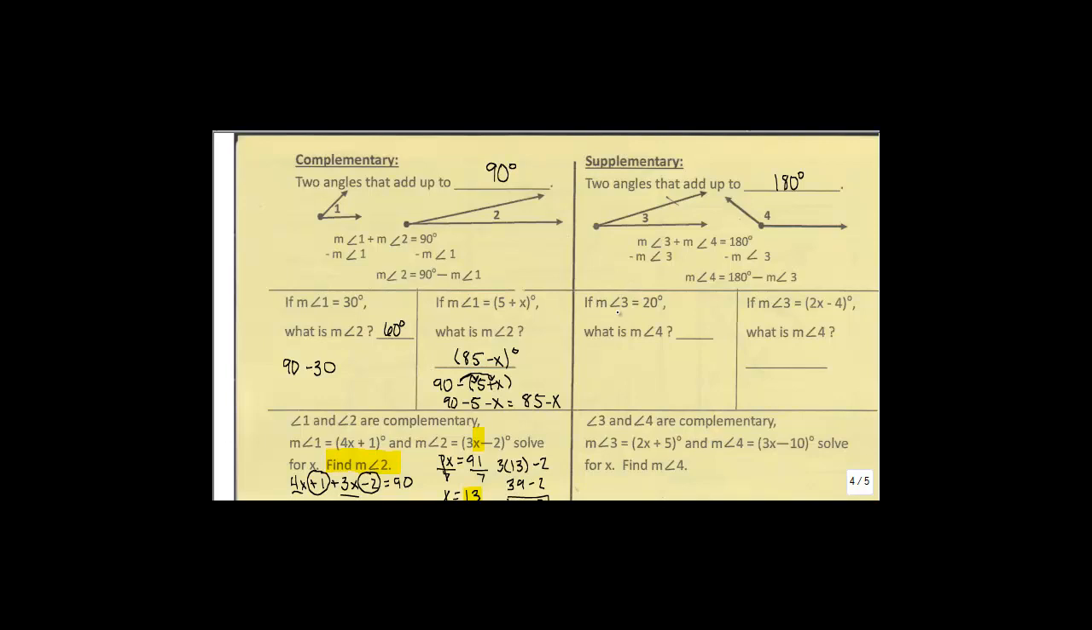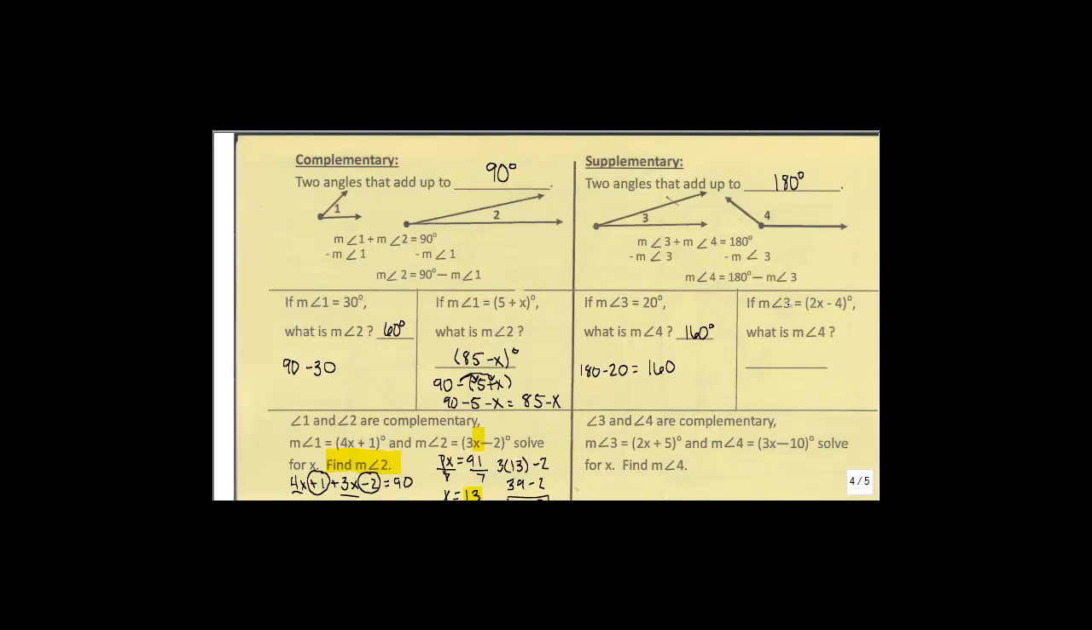So, if the measure of angle 3 is 20, what is the measure of angle 4? If they both have to add up to be 180, 180 minus 20 is 160. So the measure of angle 4 is 160 degrees.